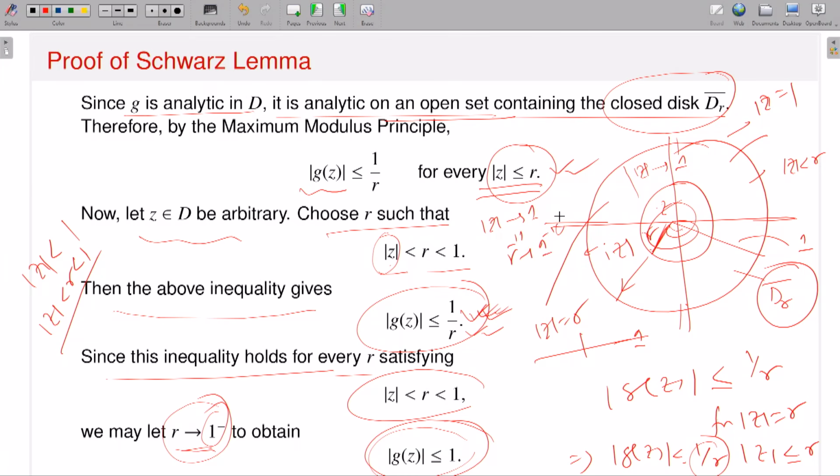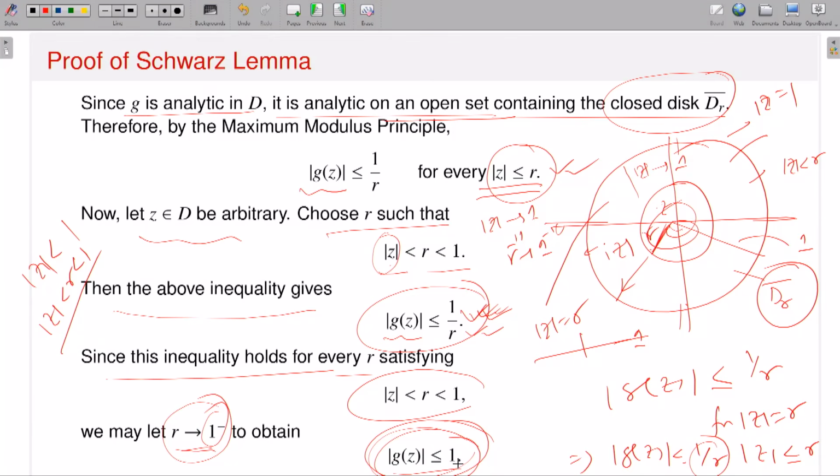That's what it says. Now R approaches 1 minus, that means modulus of g of z is less or equal to 1. So what I am trying to say is that using the maximum modulus principle and the way I have defined my function g, which is analytic on D, not only that, the image of g of the open unit disk is actually dominated by 1. That's what I am trying to say. Okay, so it is clear. I think this is clear.